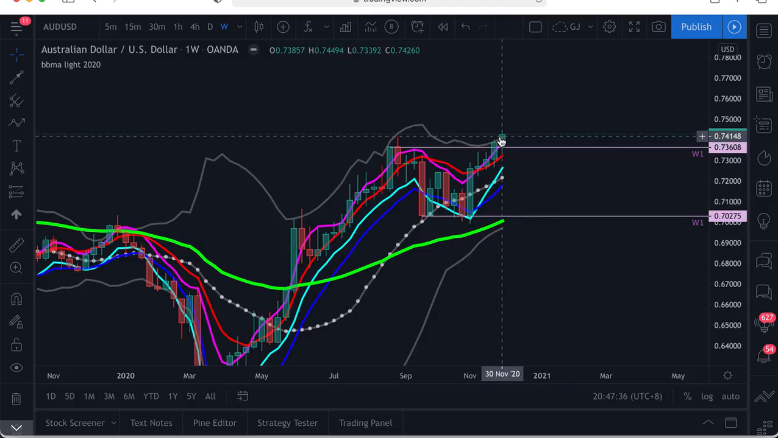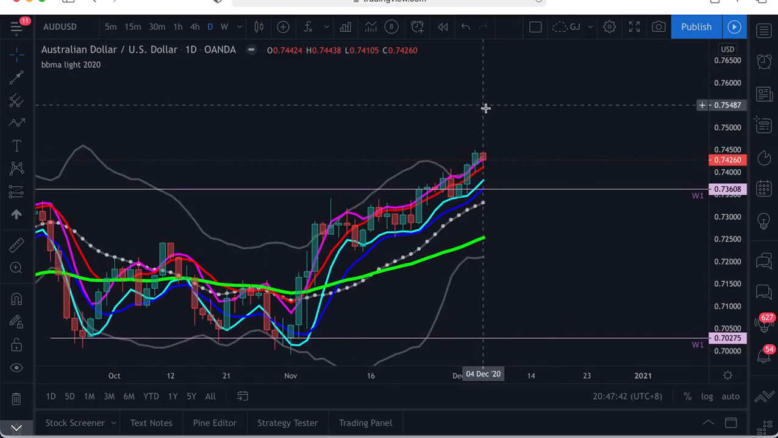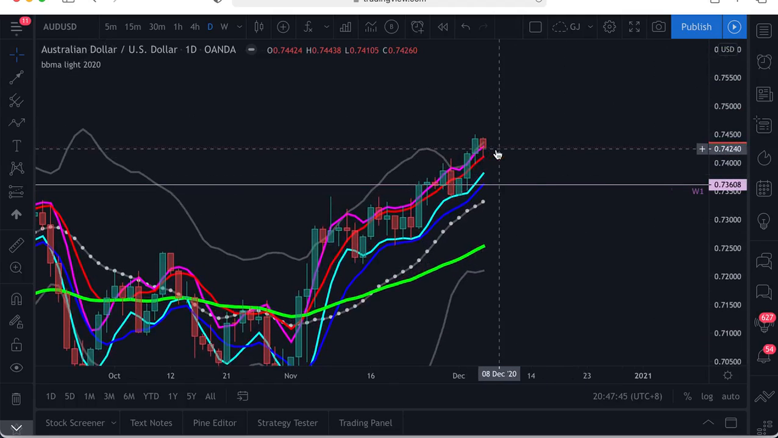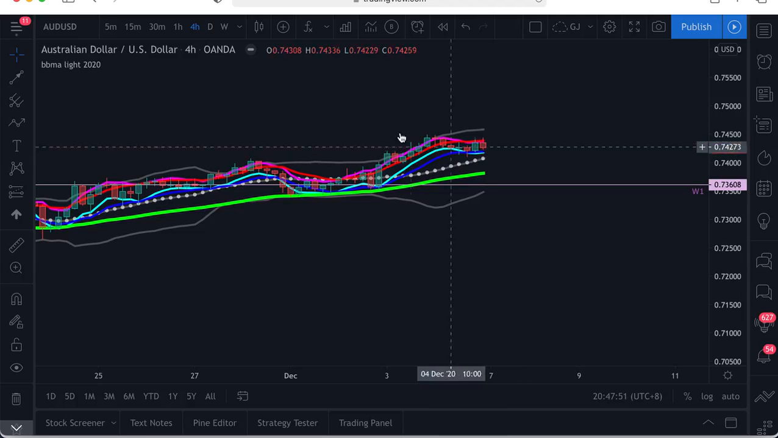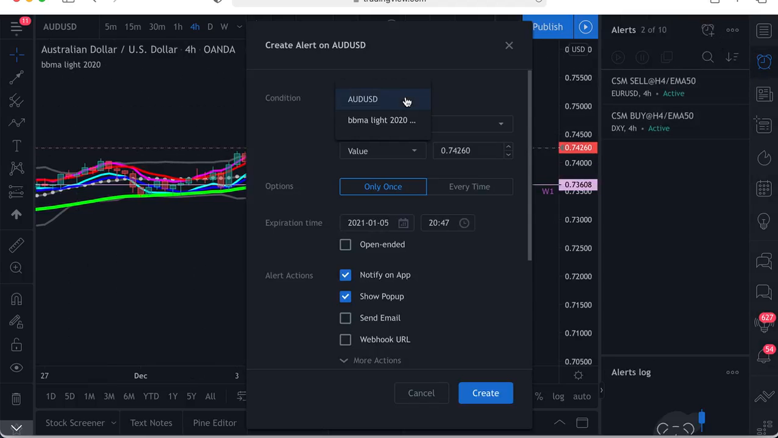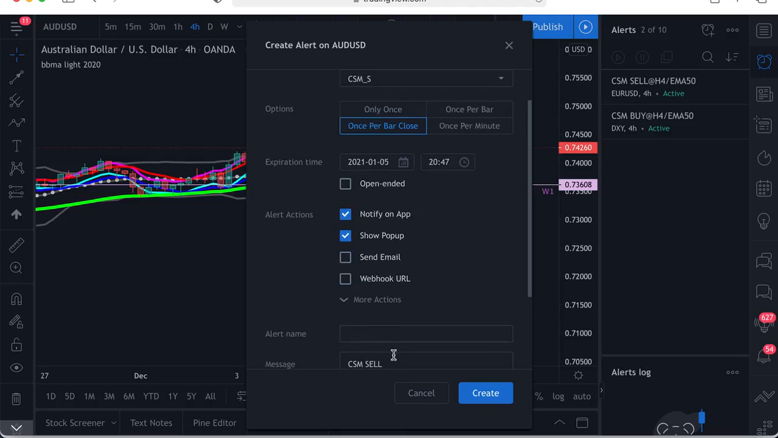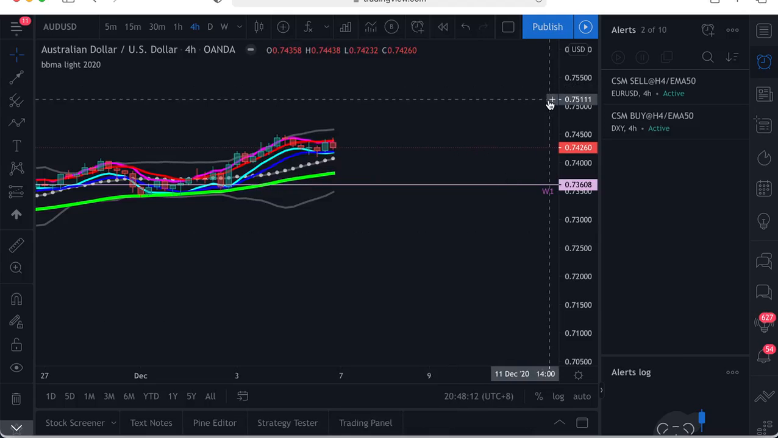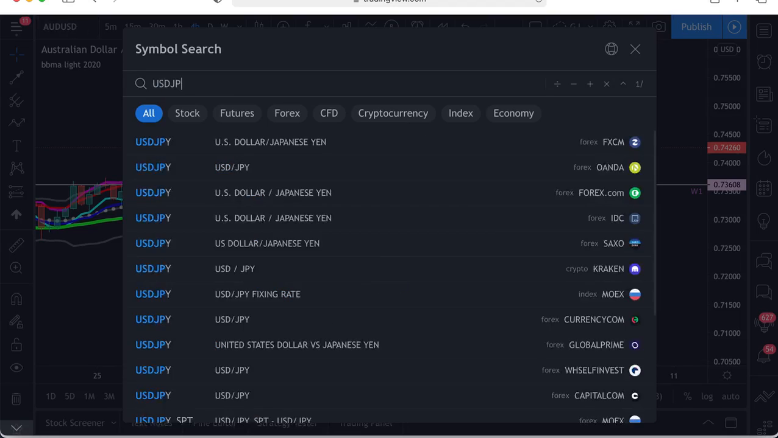So this is our re-entry sell setup on weekly, and on daily we can see that price has closed inside the Bollinger Band. So this is MHV sell, and H4 is also MHV sell. So for this one, we're just going to set an alert. Okay, we add the alert: CSM sell at H4, and make sure it's below EMA 50.